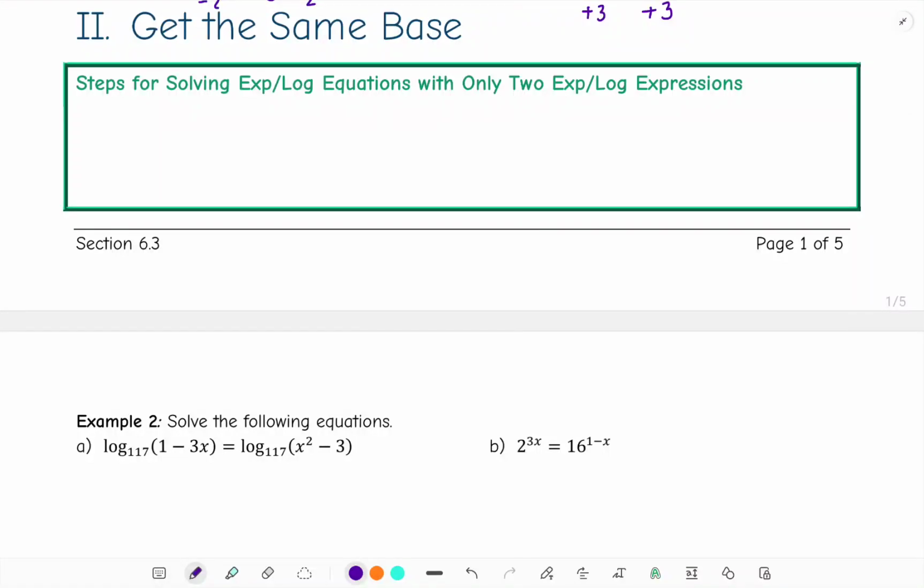This is part 2 of section 6.4 and 6.5. Get the same base. Again, a box for you to write down any extra notes you may want to.